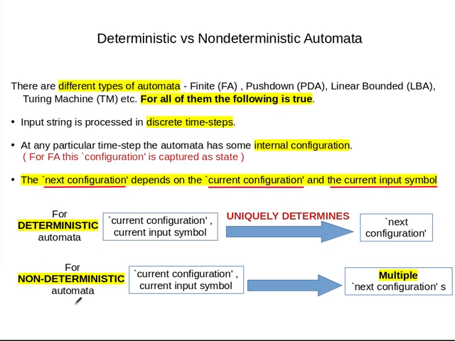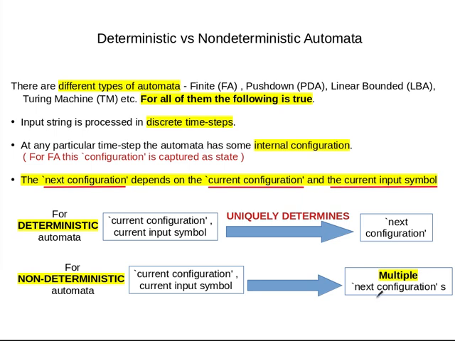So in non-deterministic automata, from a current configuration and input symbol that you are currently seeing, even if you specify those things, the next configuration is not uniquely determined. It can be this or that. So in fact, for the next configuration, you should talk about the set of next configurations, because there are multiple next configurations. There is no unique thing.